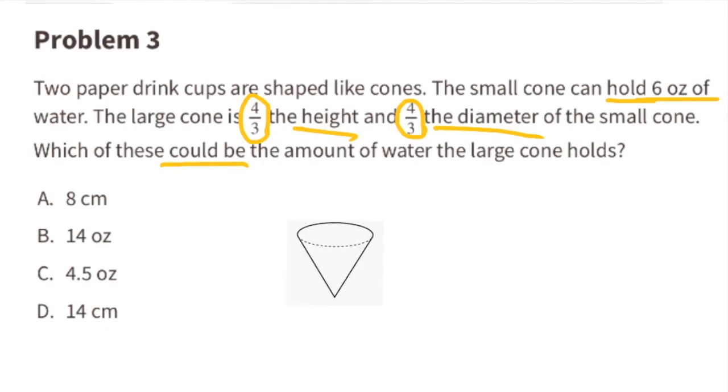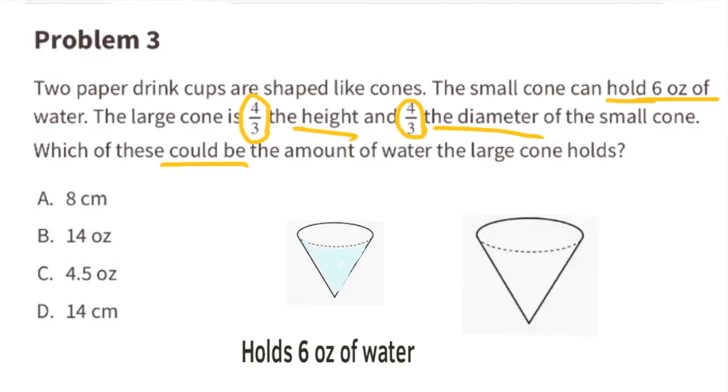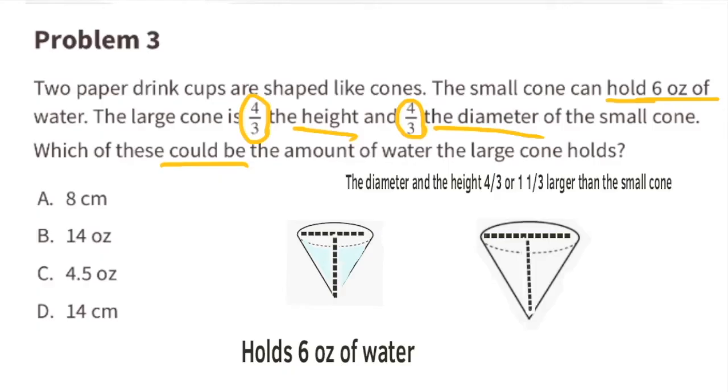We know that the small cone can hold 6 ounces of water. Both the height and the diameter of the large cone is 4/3 or 1 1/3 the height and diameter of the small cone. Here's a look at the small cone and the large cone. The diameter for both of these cones is unknown. We don't know the diameter, but we do know that the diameter of the larger cone is 4/3 or 1 1/3 that of the smaller cone.